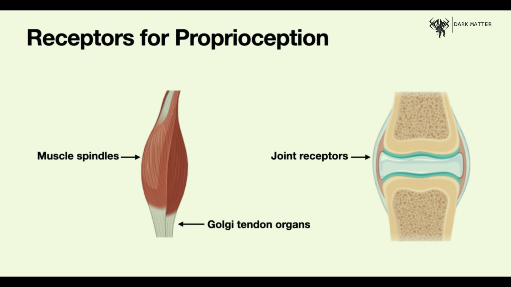In the diagram on the right, we can see joint receptors, which are basically found in the connective tissue surrounding a joint, and the joint receptors transmit information about the position and movement of the joint in addition to stretching.